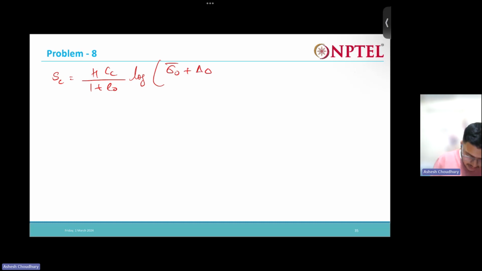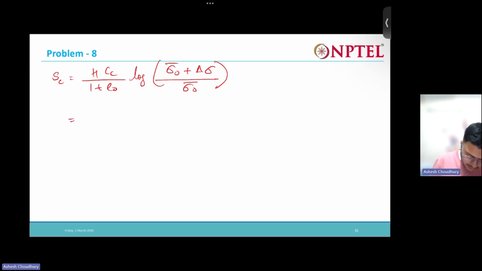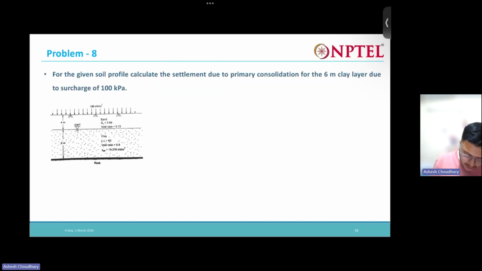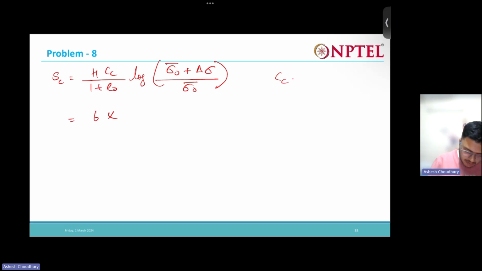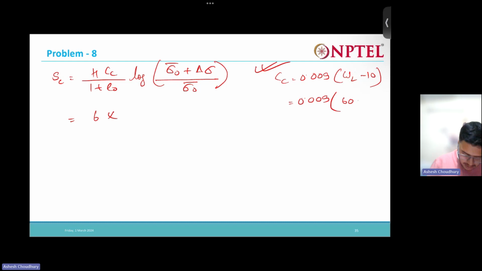Okay. So what is H? What is the thickness of the clay layer? 6 meters. What is Cc? Compression index. Is it given? See, it is not given. Liquid limit is given. So there is a relation between liquid limit and compression index. That is very important. Please remember this. Cc equals 0.009 times liquid limit minus 10. Liquid limit is given as 60. 60 minus 10, it is 0.45.